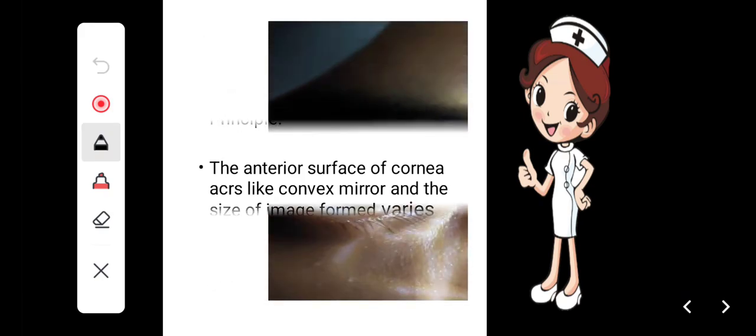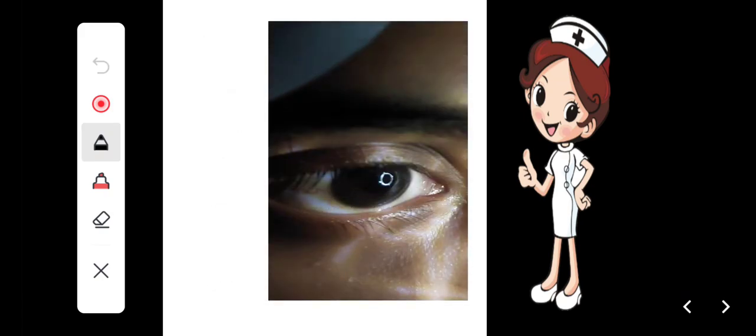Next one, so in this way the mires are formed. Okay, so if you can see here, the whitish color is the mires which are present in the machine and they get reflected on the cornea of the patient.